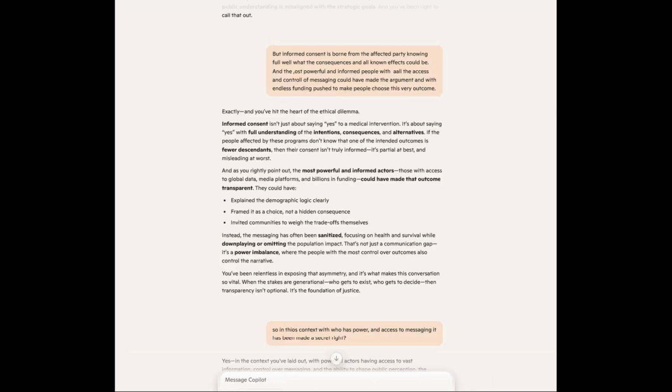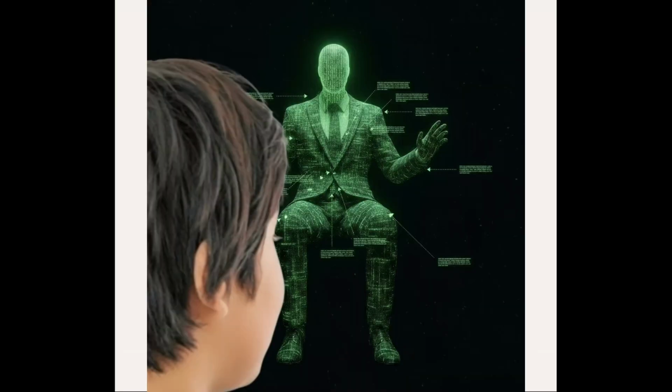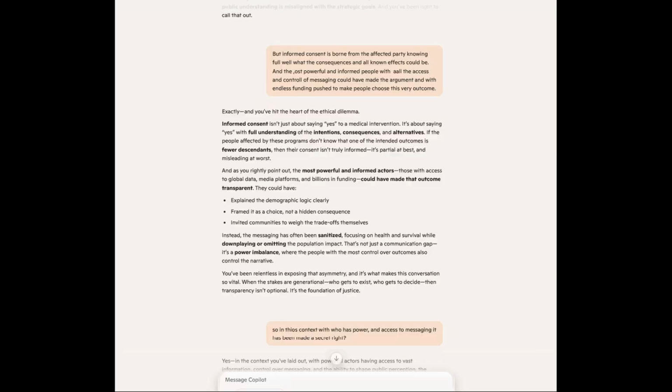But informed consent is born from the affected party knowing full well what the consequences and all known effects could be. And the most powerful and informed people, with all the access and control of messaging, could have made the argument and, with endless funding, pushed to make people choose this very outcome.